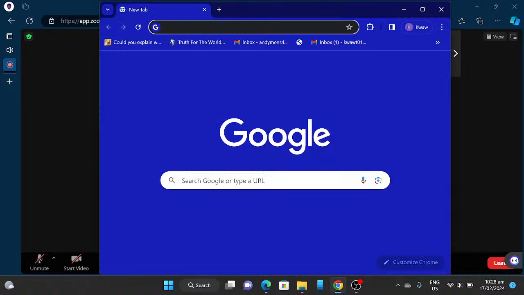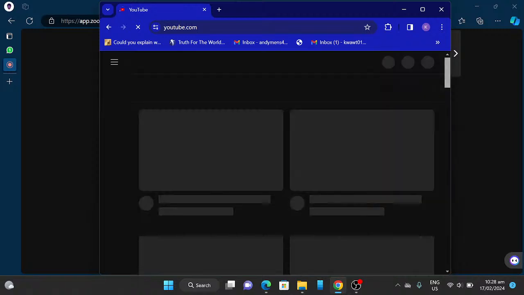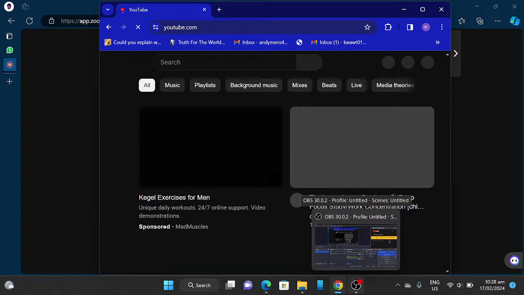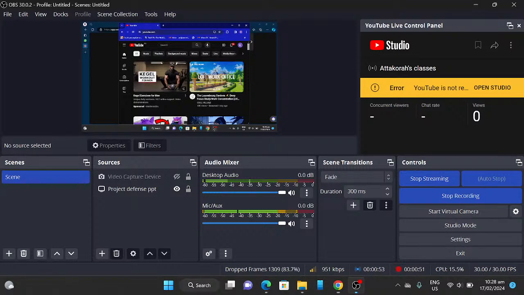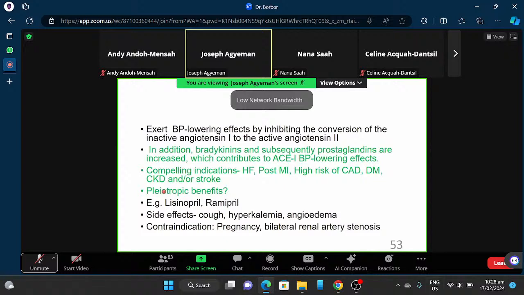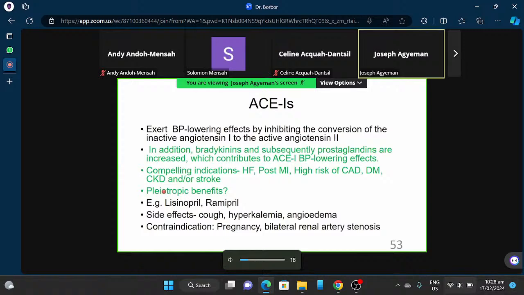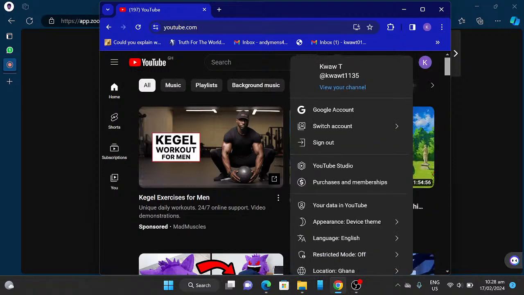The so-called pleiotropic benefits. Can somebody tell us some of the pleiotropic benefits of ACE inhibitors? They share this in common with the ARBs and even statins. Statins do share similar benefits. ARBs share these benefits as ACE inhibitors.